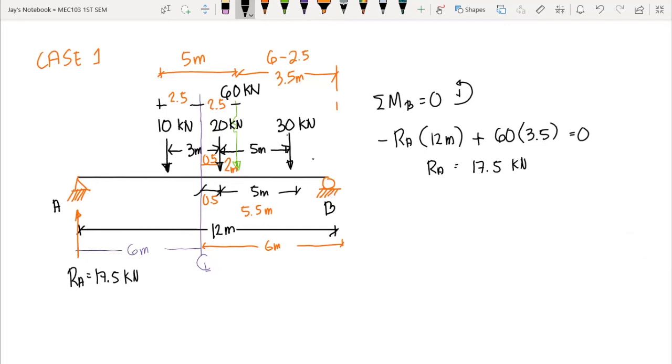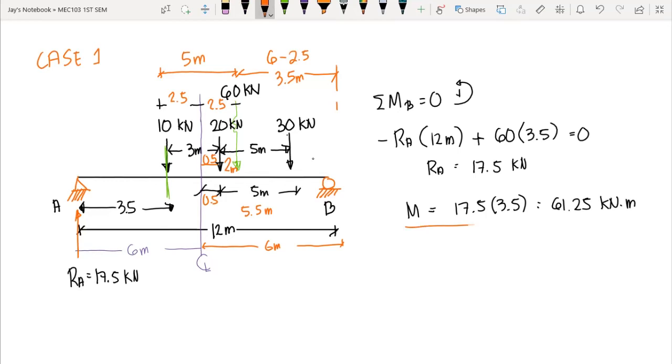Now, to compute for the maximum moment for case number 1, so we just cut at this point. So we have here, now we compute for the distance, and the distance is 6 minus 2.5, and this is 3.5 as well. So we have 17.5 times 3.5. This will give us 61.25 kilonewton meters. Okay? So this is the maximum moment for case 1.